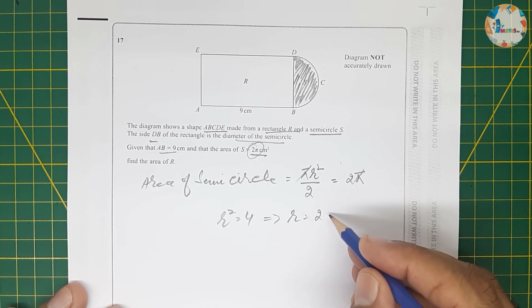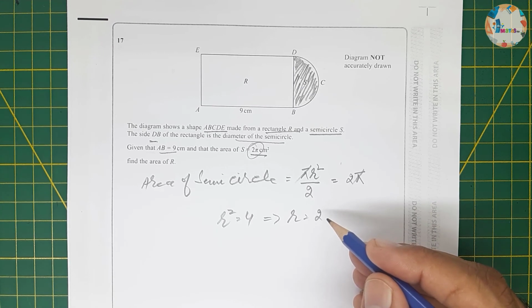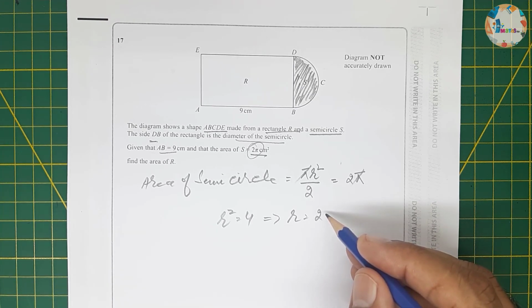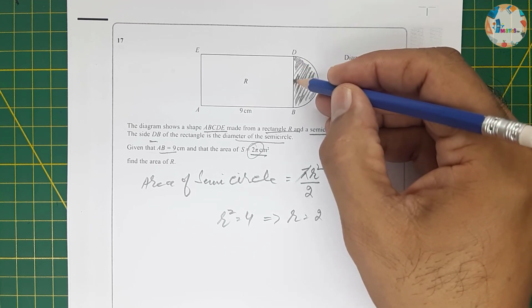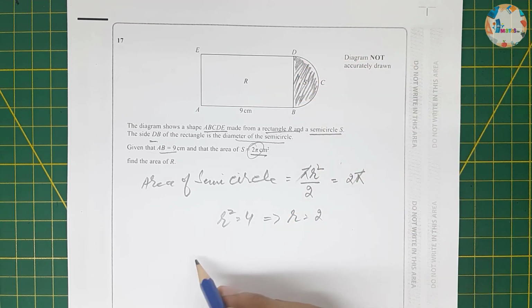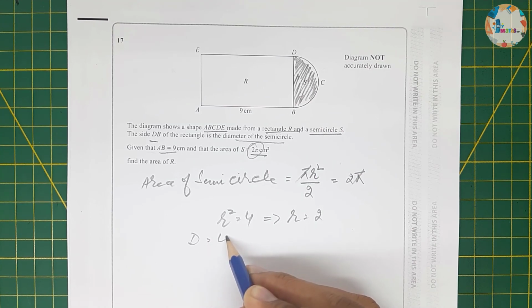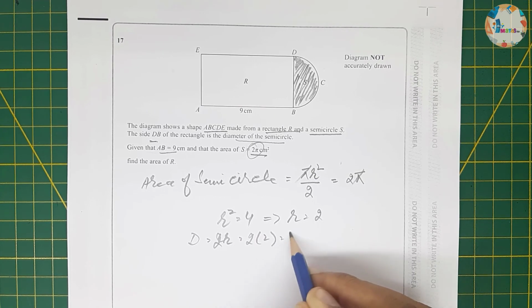Now r value is 2. If this r value is 2, it means diameter will be equal to 2 into r. So we can write 2r, which is equal to 2 into 2, which is equal to 4.